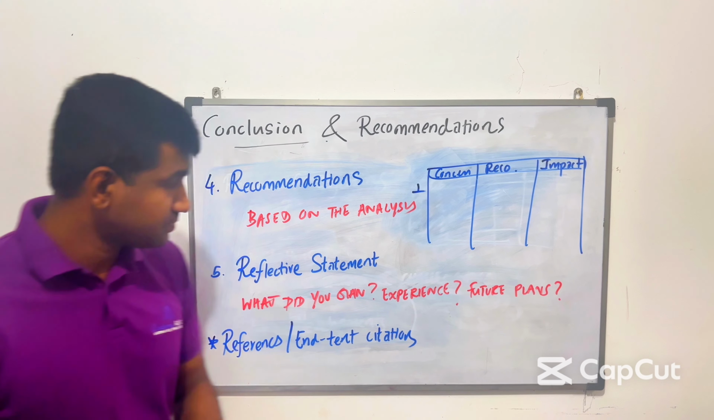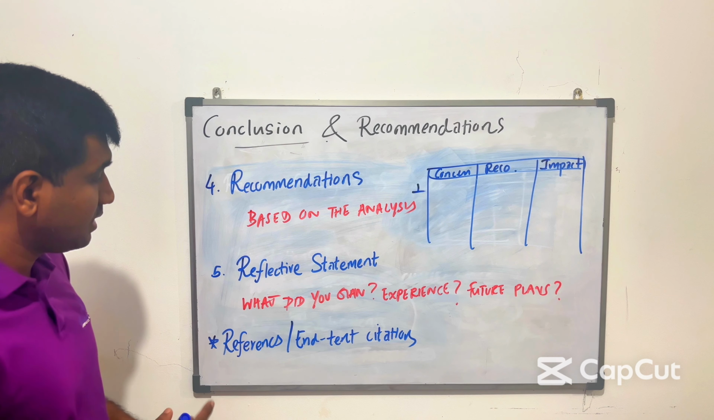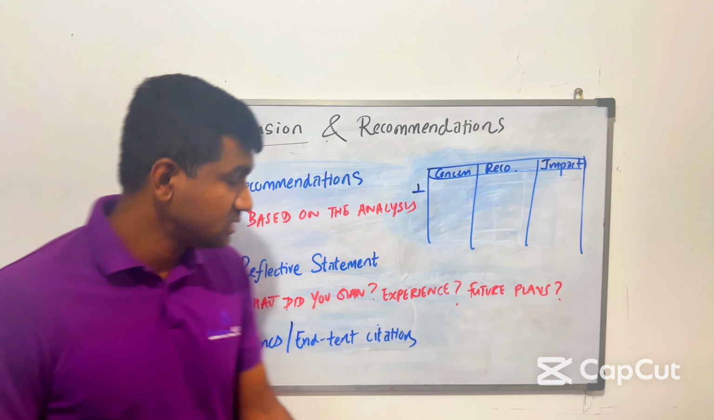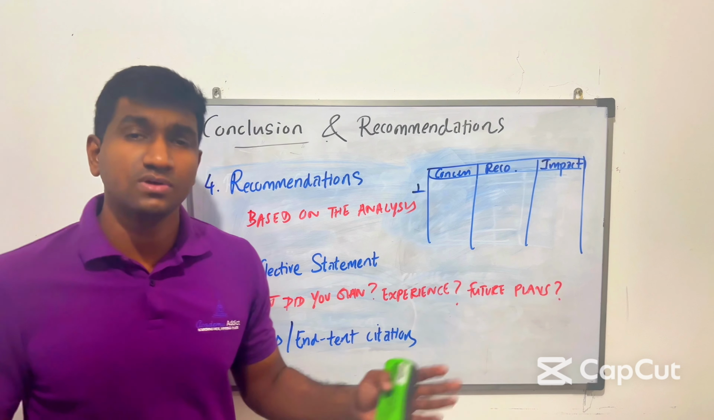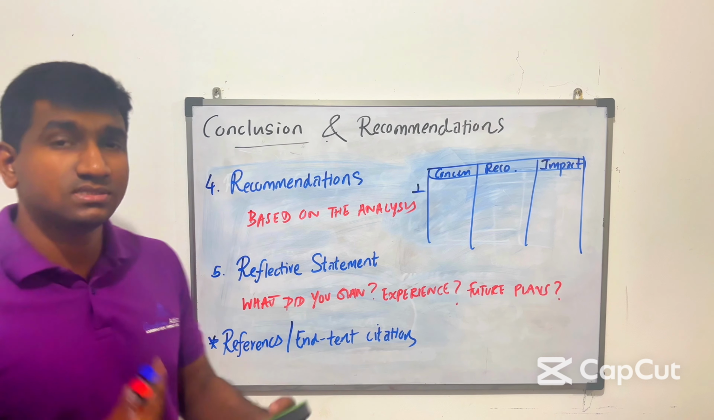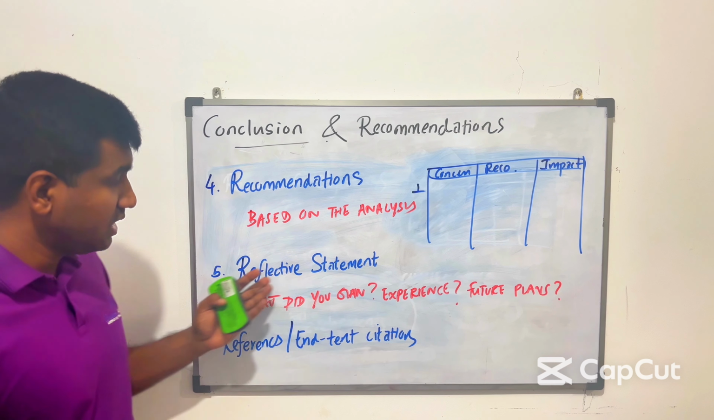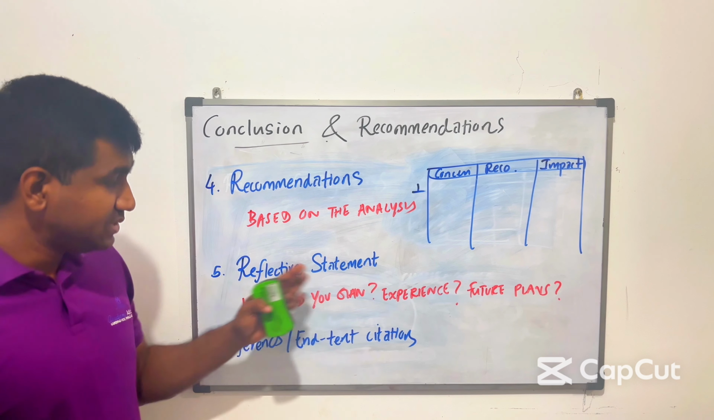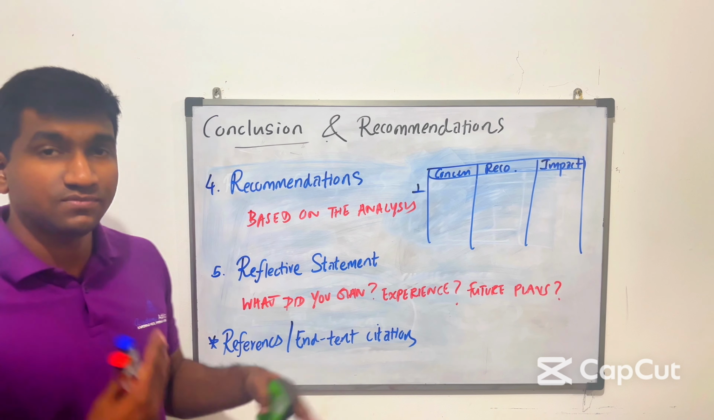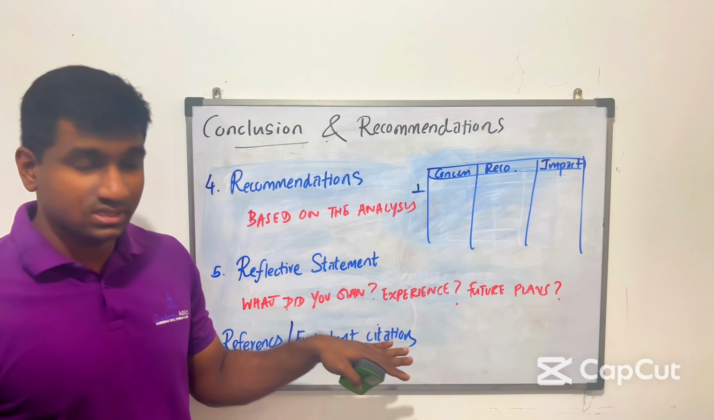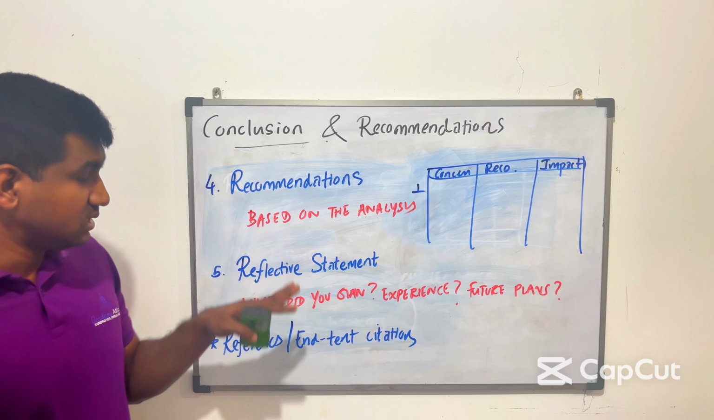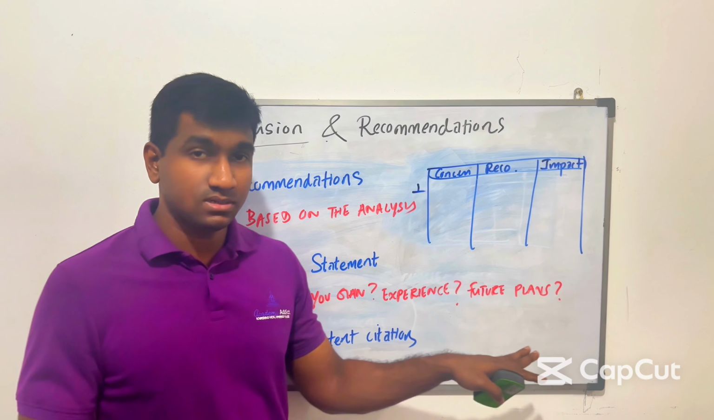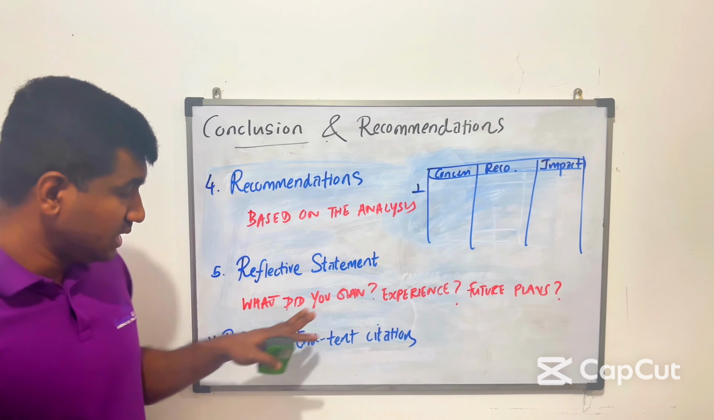It's very simple. And then the reflective statement. What did you gain? Experience and future plans. So by doing this project, what did you gain personally? And what are the things that you had to experience? So things like that you can mention in reflective statements. Most of the universities let you write in first person, like the way that we talk. You can use that language in this part only, not the other sections. So you can just focus on first person here, but again, be careful with the assessment guideline.